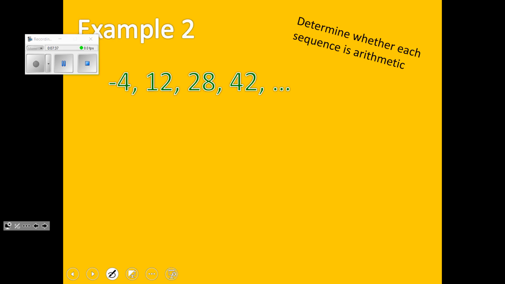Okay, is it arithmetic? You've got to be careful. What am I adding here? So plus 16, what am I adding here? 16, what am I adding here? Uh-oh, I'm not adding the same thing every single time, so this would be no. There is no common difference, therefore it is not arithmetic. Any questions?